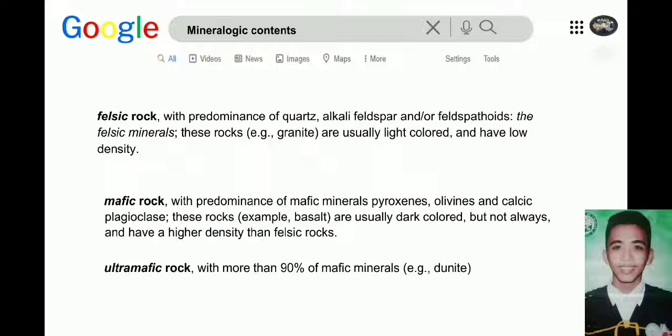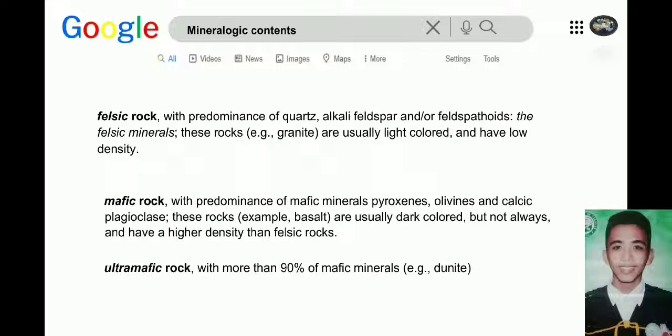The next one is mafic rock, with predominance of mafic minerals, pyroxenes, olivines, and calcic plagioclase. These rocks are usually dark-colored, but not always, and have a higher density than felsic rock. The given example here is basalt.